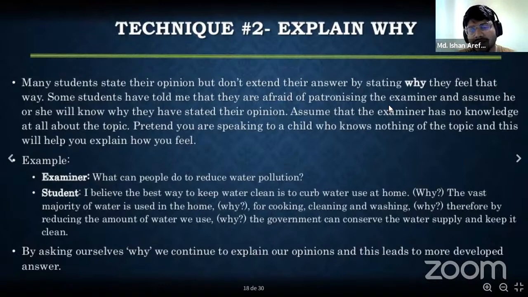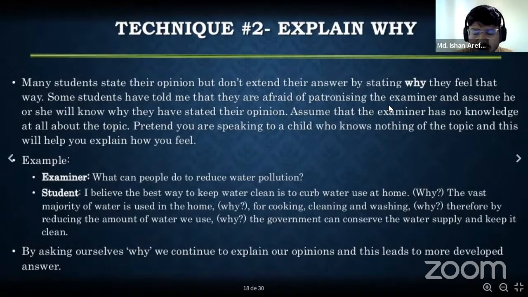So for example, here you can see a question, what can people do to reduce water pollution? Maybe you are first answering with the strategies that you think are useful to reduce water pollution. You may answer like, I believe the best way to keep water clean is to curb water use at home. Or you can say that the best way to reduce water pollution is to reduce industrial waste going into the river. So maybe that's your opinion.